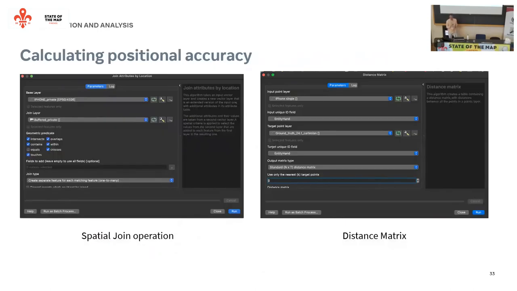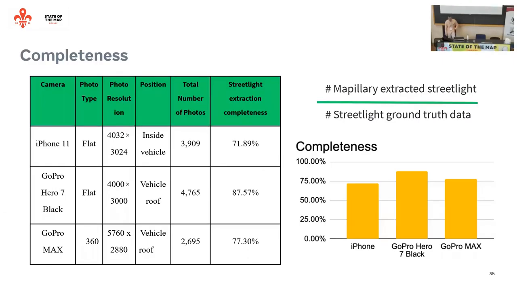I use a spatial join for assigning a unique ID to Mapillary detected signs, as well as I calculated positional accuracy by creating a distance matrix for each match pair, which gives me basically the distance between ground truth data and Mapillary-generated map data. Cool, let's move on to my results.